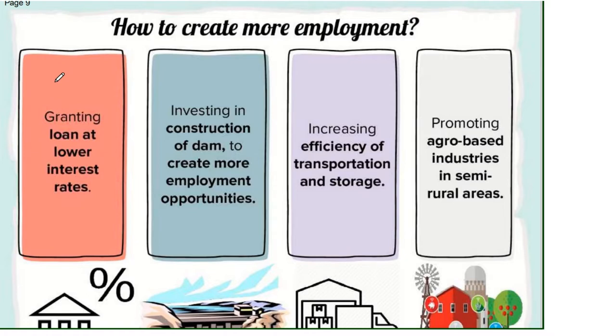We can grant loans at lower interest rates so that the person standing before us can have time to pay. And investing in construction of dams to create more employment opportunities. If the construction of dams continues, then it would need more and more workers, and so the construction of dams leads to more employment opportunities. Correct? Increasing efficiency of transportation and storage. Promoting agro-based industries in semi-rural areas, which means farmers and workers will be increased.